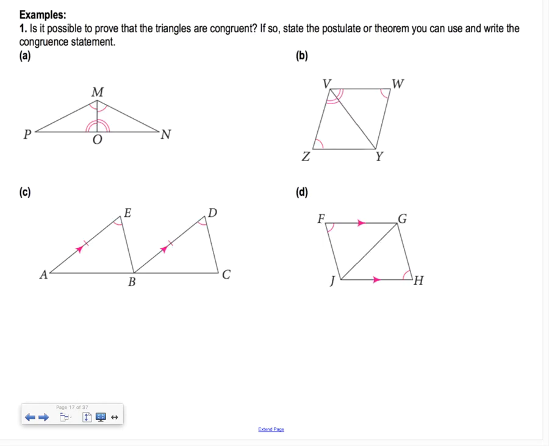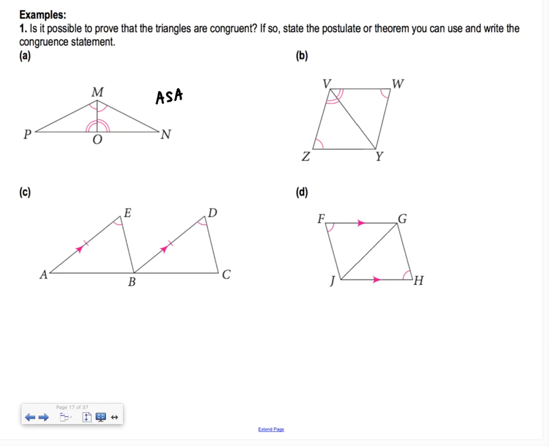It says, is it possible to prove the triangles are congruent? If so, state the postulate or theorem that you use. In this case, we have two angles marked. We have an angle here congruent to the angle in the other triangle, and an angle here congruent to the angle in the other triangle. And then we have the side in between them. As we go around the triangle, we have the angle, then the side, then the angle. So this is going to be by angle, side, angle.